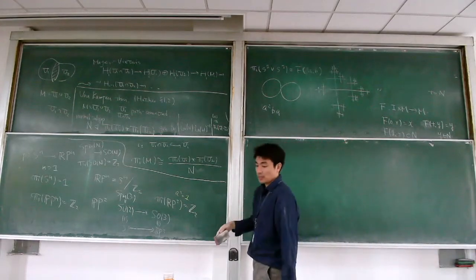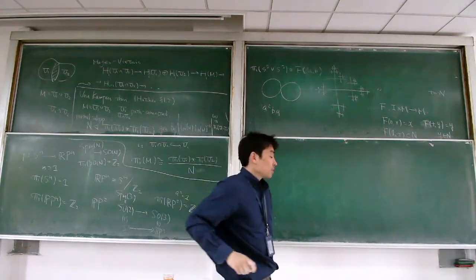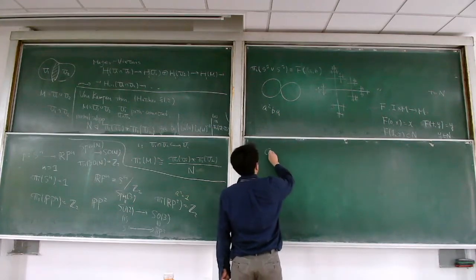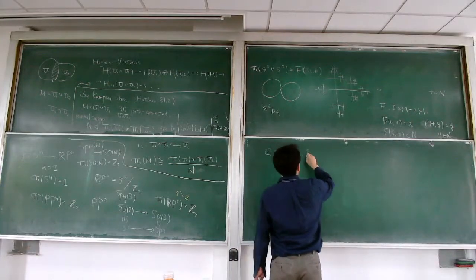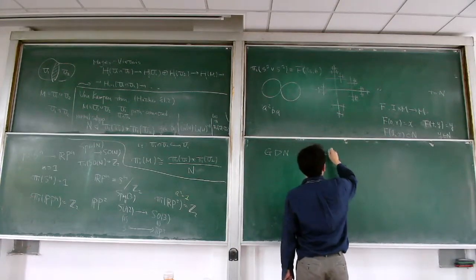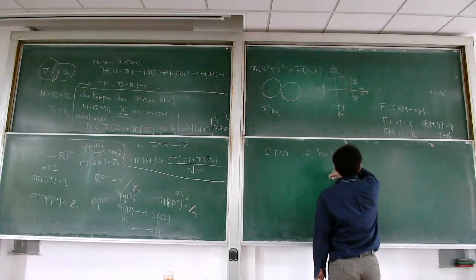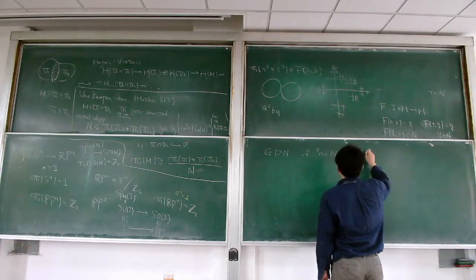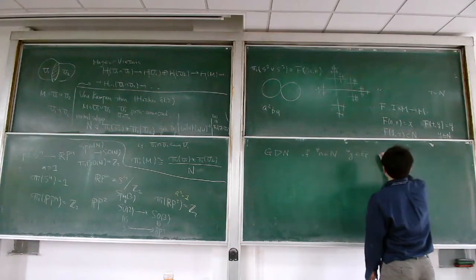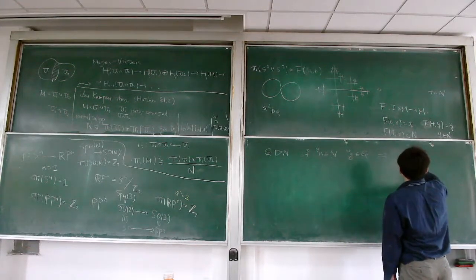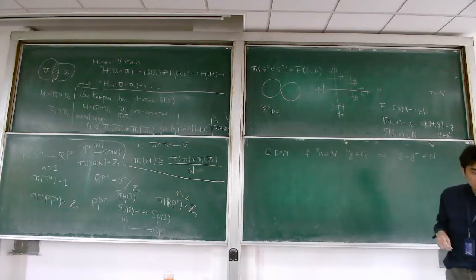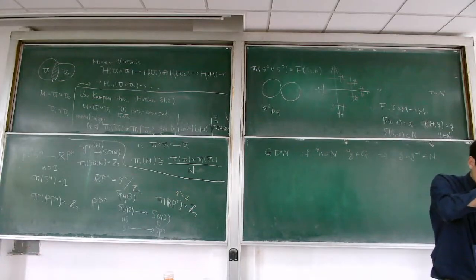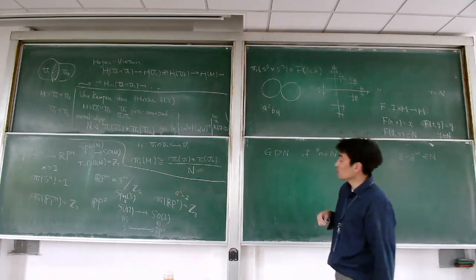What is a normal subgroup? Given a group G, a subgroup N inside G is called a normal subgroup if for any g in G and n in N, g n g inverse is inside N, as far as I remember. Hopefully I'm correct. It's called a normal subgroup.